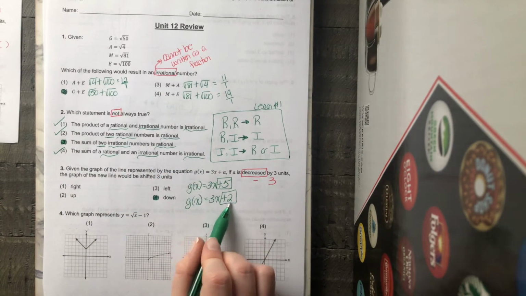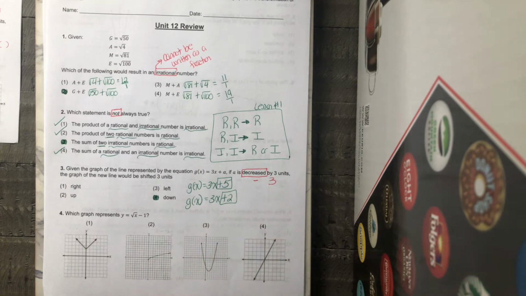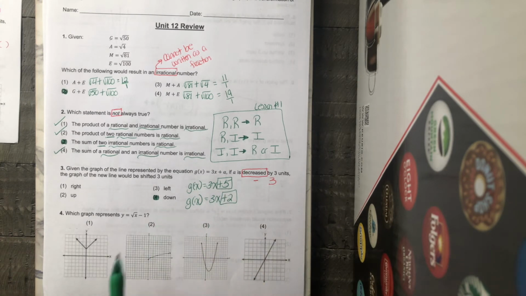And you only have to use this method if you don't have the rules memorized, okay, off the top of your head. Since I know this minus 3 was outside the parentheses, that moves me up or down. All right, and it would have been the down 3, okay?